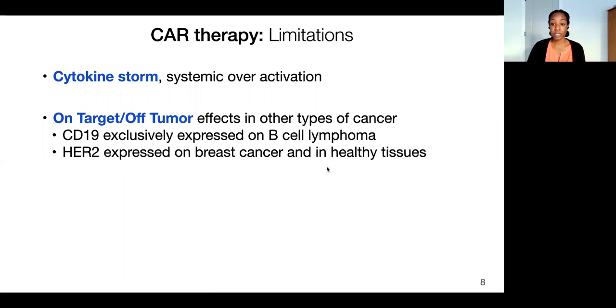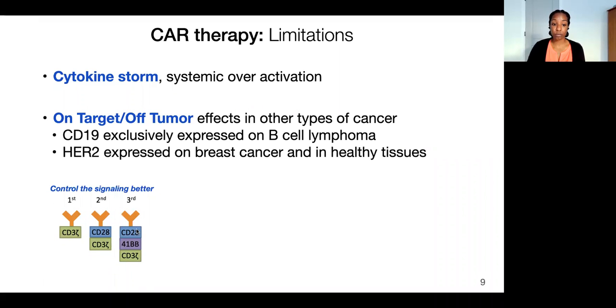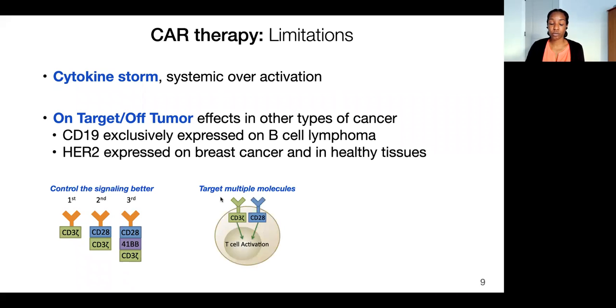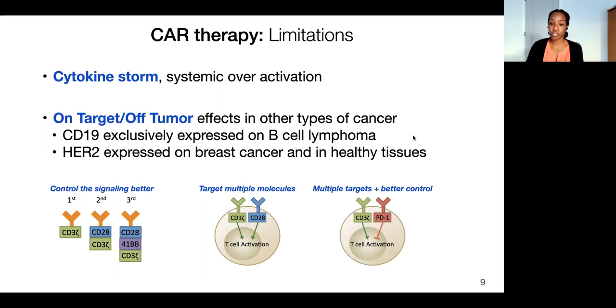which can also be very serious for the patient. So what's being done to address these limitations experimentally is to try to better control the signal, adding in more co-stimulatory domains to better control the cytokine that is released. We've also been trying to target multiple molecules, so having multiple CARs that would target two different antigens expressed by the tumor cells, where that combination is not present on healthy tissues. And then also better controlling the signal with PD-1 and other chimeric inhibitory receptors, which are also gaining a lot of enthusiasm.